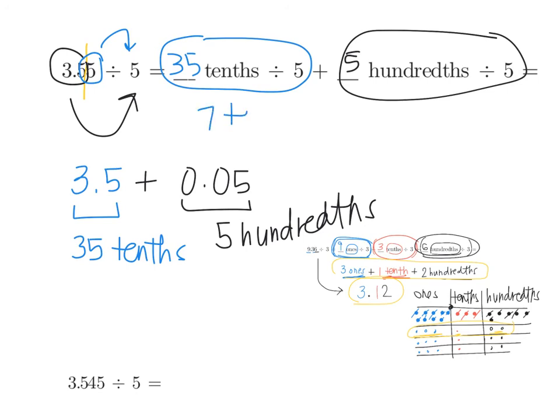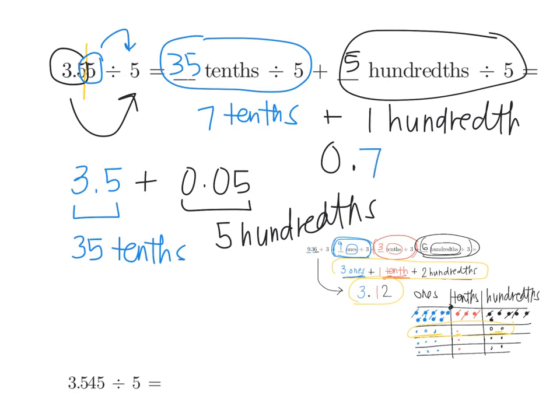So what's 35 tenths divided by 5? 7 tenths. Very good. What's 5 divided by 5? So what's 5 hundredths divided by 5? 1 hundredth. Do you see how it's very important to know your math facts? Okay, so if my answer is 7 tenths plus 1 hundredth, I know the answer is 0.71.